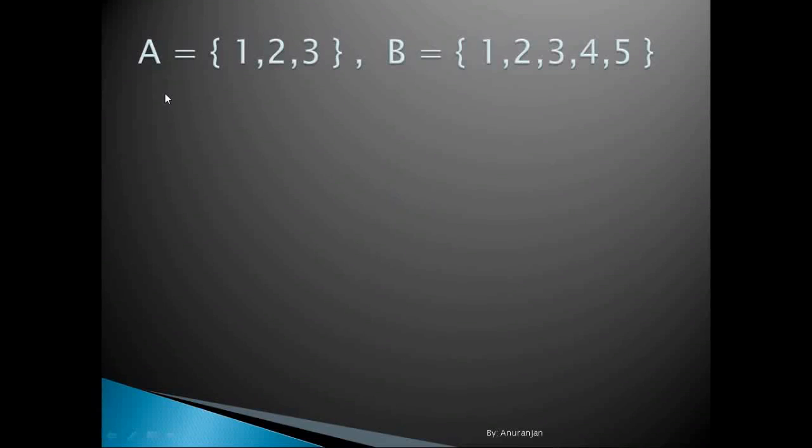Now let's look at another example where A is equal to {1, 2, 3} and B is equal to {1, 2, 3, 4, 5}. Now if you observe, all the elements of A are present in B. Now you remember this is a case of subset, so we can say A is a subset of B.